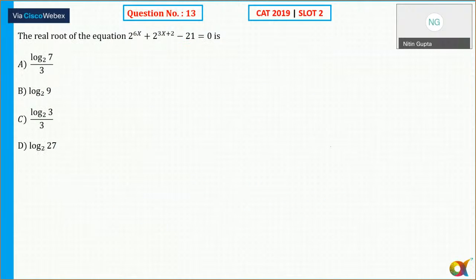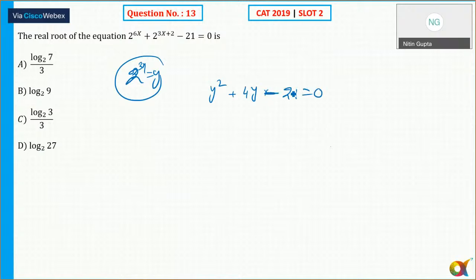Question number 13. Again, a very standard type of question. I can simply say 2 raised to power 3x, let me take it as y. So the equation will come y squared plus y into 4y minus 21 equals 0. Because 2 raised to power 3x equal to y, so I can write 3x into 2 square, that more. The second term is 4y.